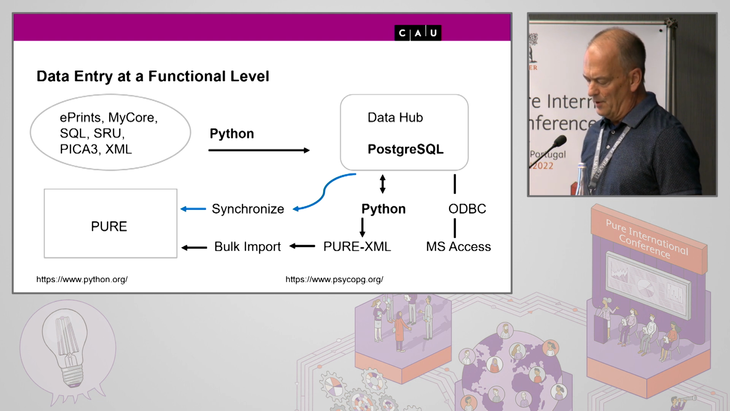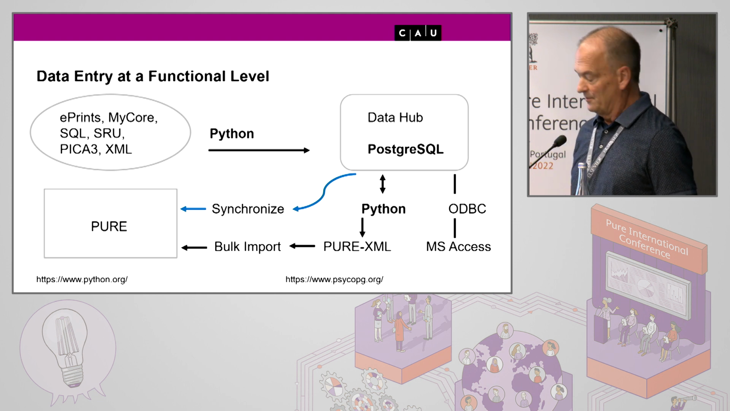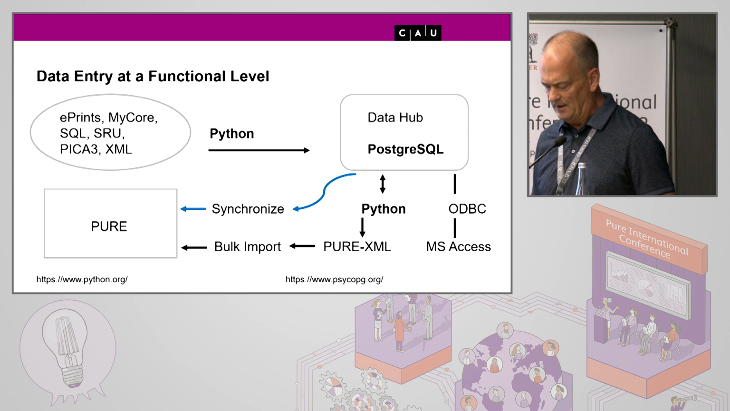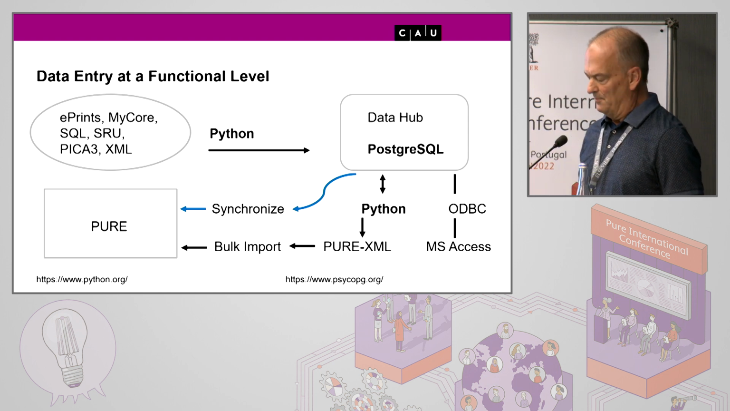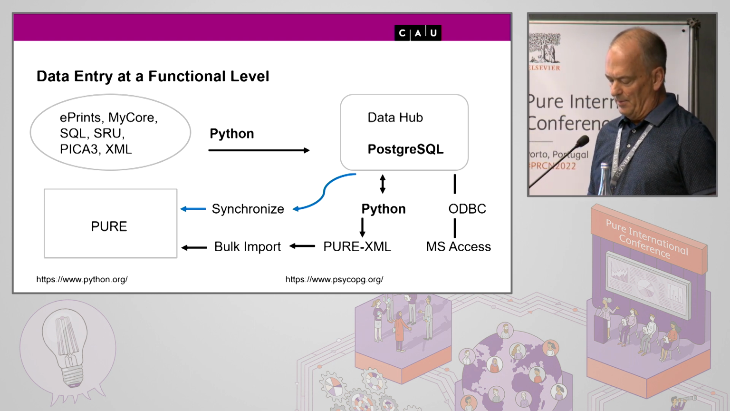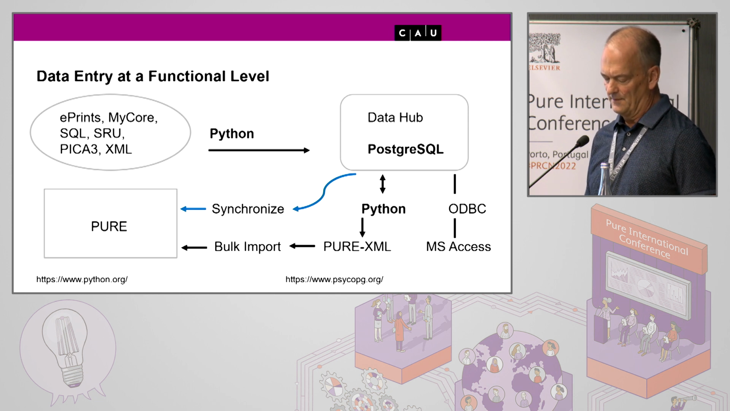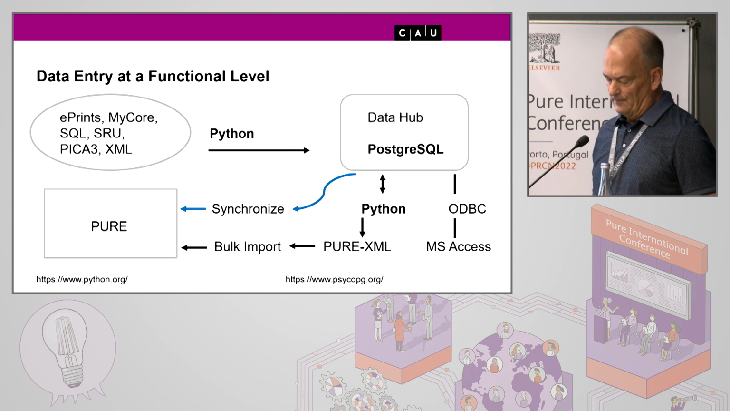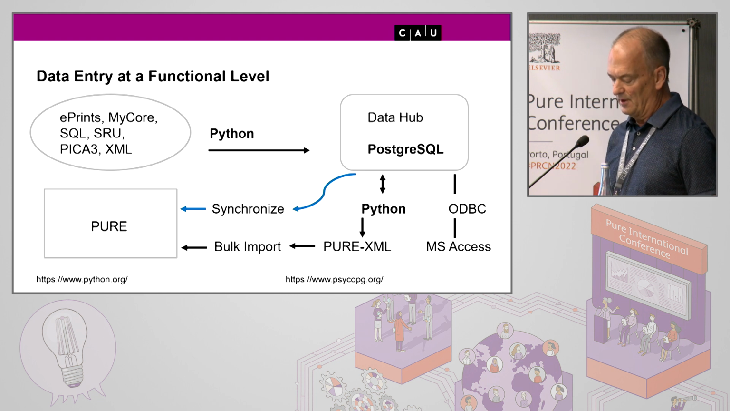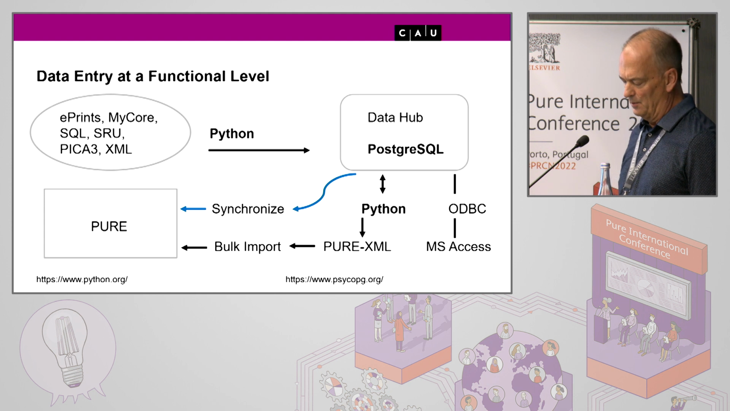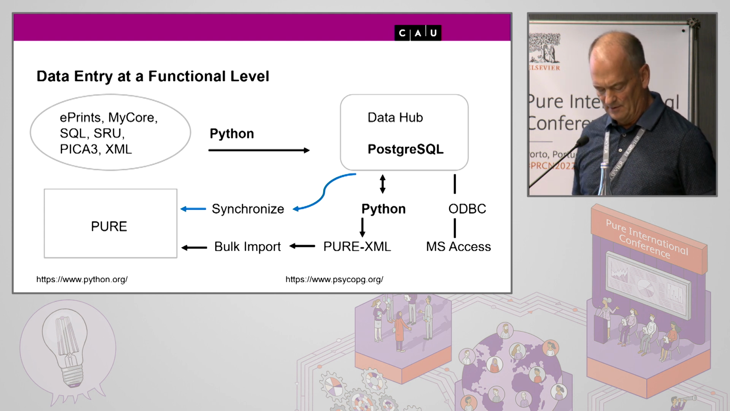At the top of the screen here, we are retrieving data from foreign systems and storing them in a data hub, a SQL database. The analysis of the data at the bottom right is being performed manually using Microsoft Access, and the cleanup process is supported by Python jobs. The delivery phase is performed using synchronization or a two-step process of producing Pure XML and then bulk importing it into Pure. Working in this pattern of retrieving, storing, analyzing, and delivering the data, we acquired experience at a functional and programming level within our team.